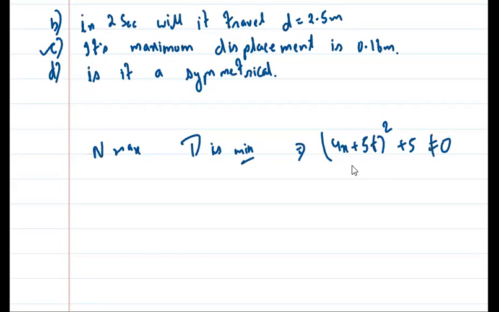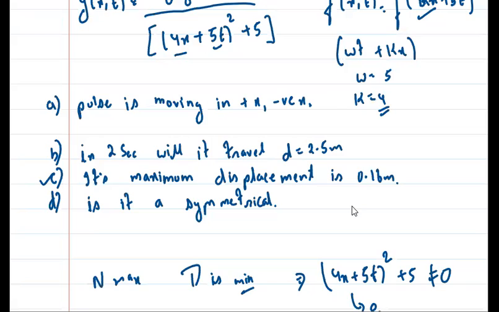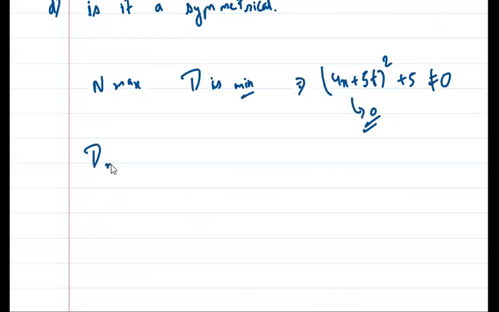ठीक है, कोई दिक्कत नहीं है. But this can be 0 ना? This can be 0. Yes or no? Tell me. Yes, this can be 0. है ना? Right? So the minimum value of denominator is 5. So the minimum value of denominator is equal to 5.